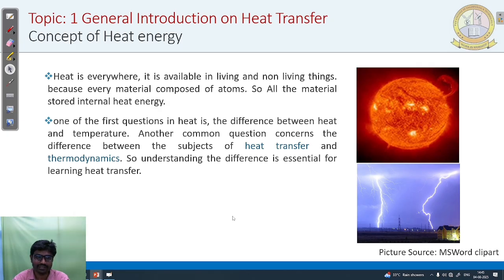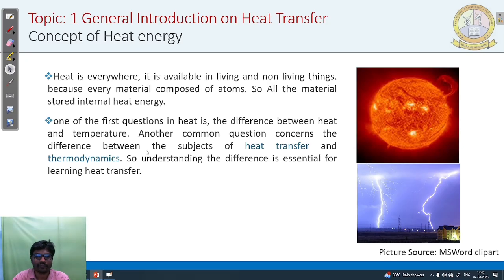So we go to the second thing, the concept of heat energy. Heat is everywhere, as I mentioned. It is available in living and non-living things, because every material is composed of atoms, so all materials store internal heat energy. For example, the sun and the lightning I have shown here, but all living and non-living things have atoms, and heat is stored internally.